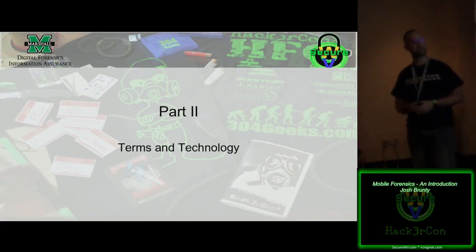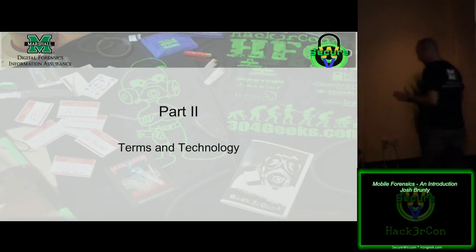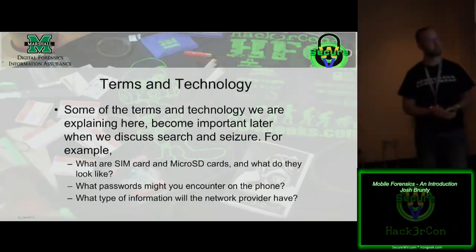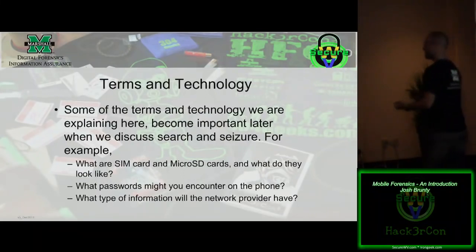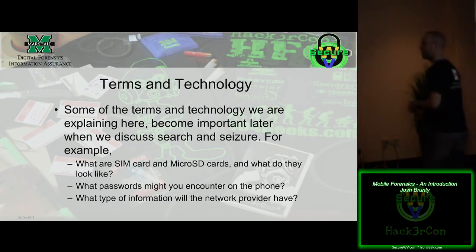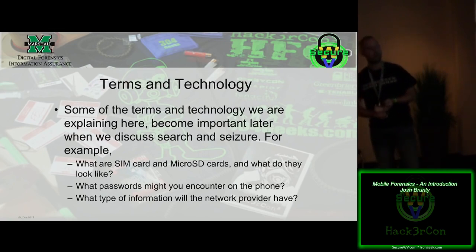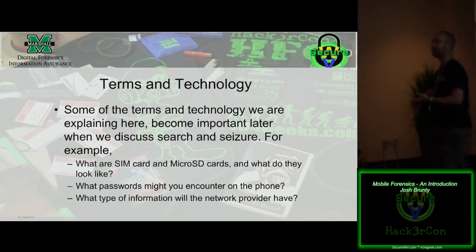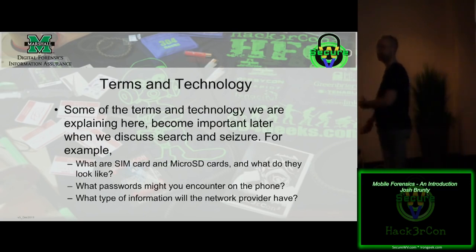So I'm going to jump into the terms and technology behind this. I'm assuming some of you have done some of this before, and some of you have never touched or run through the process of investigating a cell phone. So one of the things is determining what value a SIM card has and what value an SD card has, specifically a micro SD card, which is what we're up against nowadays. What passwords might you encounter on the phone? What type of information will the network provider have for you if you're able to obtain it?